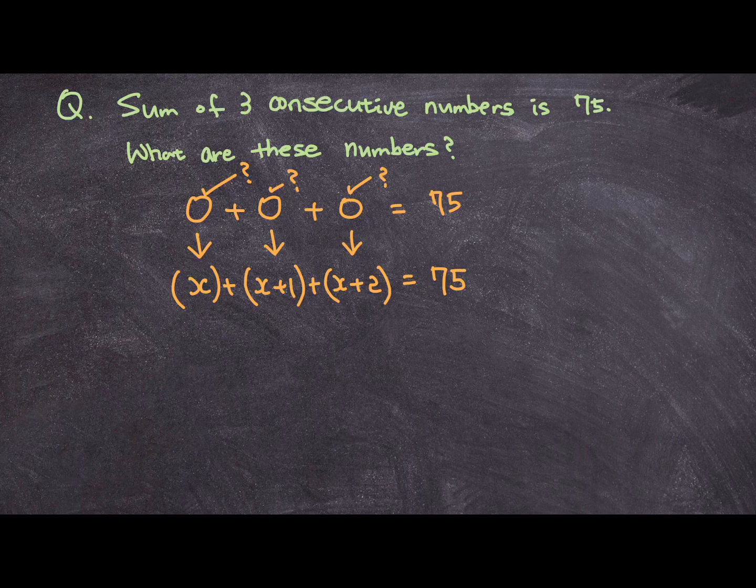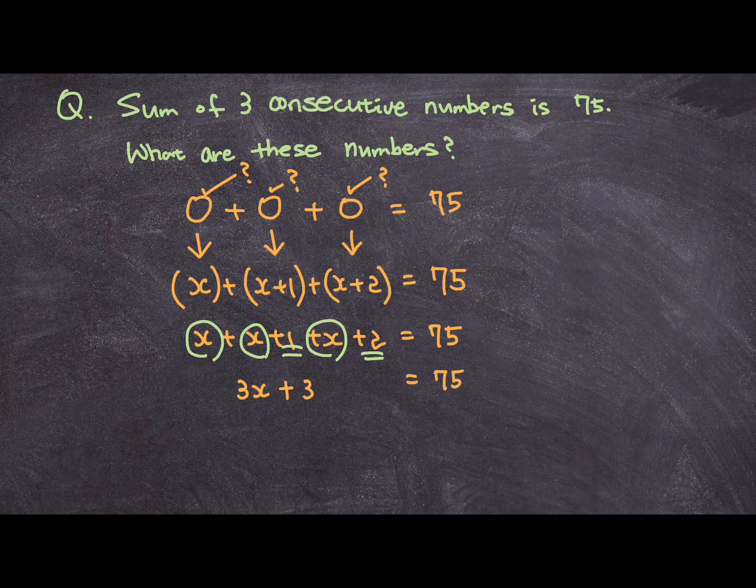Now I have a valid equation. Let's work with this equation. I have x, so I am going to remove the parentheses first, plus x plus 1 plus x plus 2 is equal to 75. How many x's do I have on the left side of the equation? 1, 2, and 3. So I have 3x, and I have plus 1 and plus 2. I'm going to add them up and say plus 3. And that's going to equal 75.